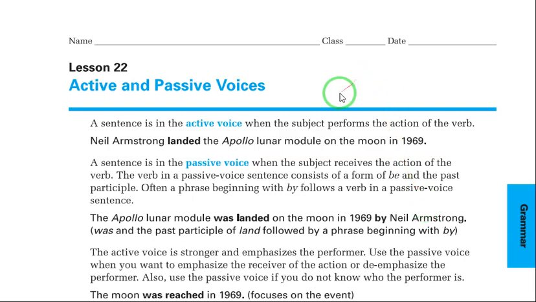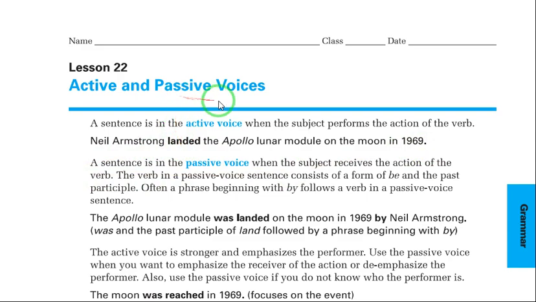Our new grammar lesson is about active and passive voices. First of all, we have to know that both voices are used in writing, mostly the active voice. When I say active, this means that the subject is doing the action. For example, Neil Armstrong landed the Apollo lunar module on the moon in 1969. So Neil Armstrong is the one who did the action of landing.